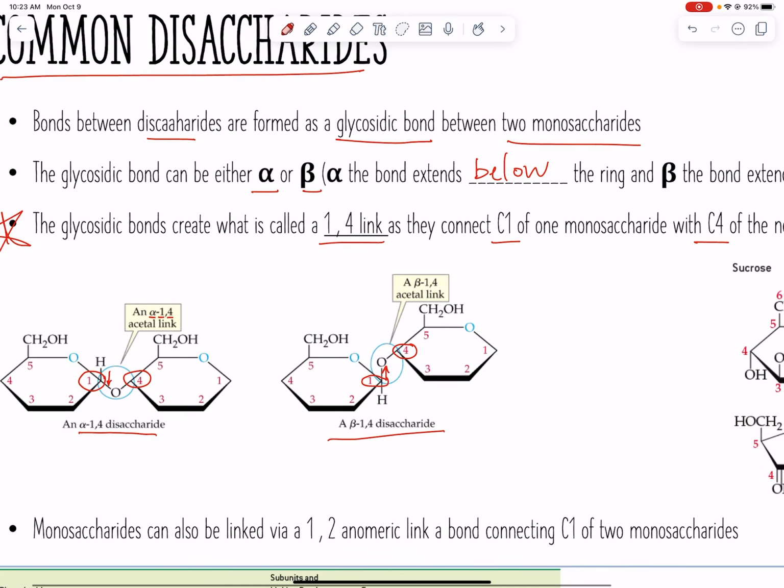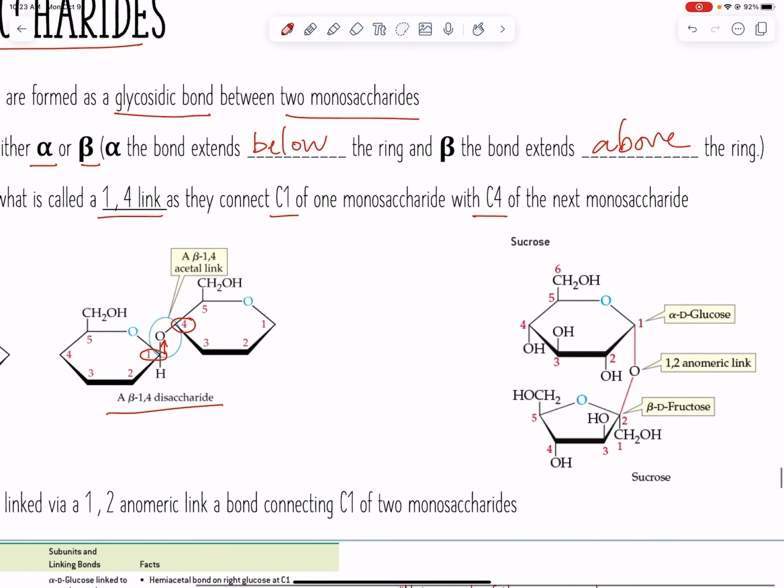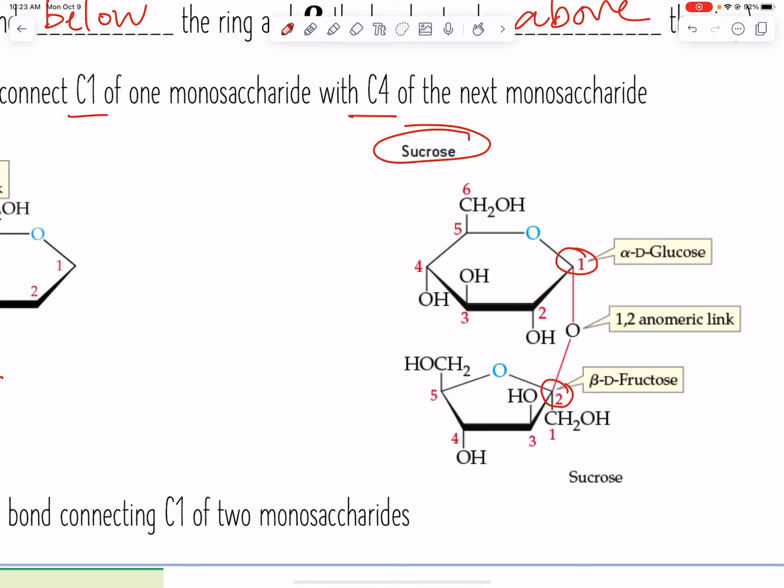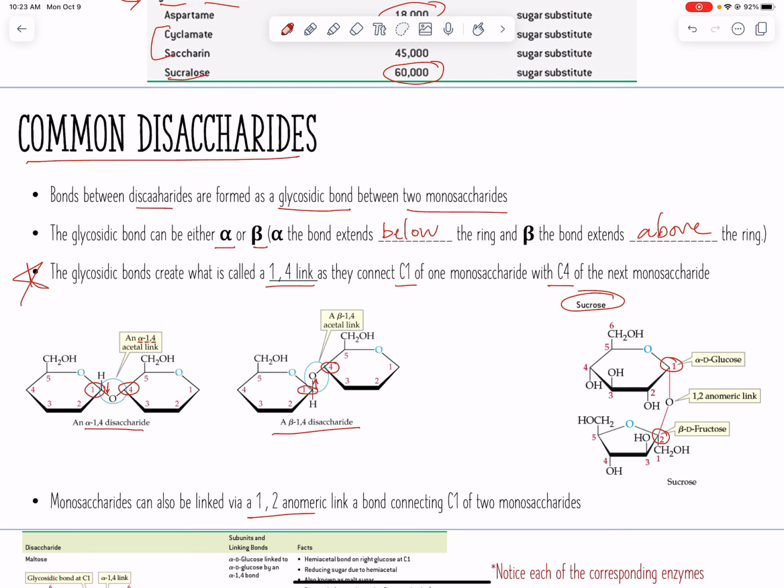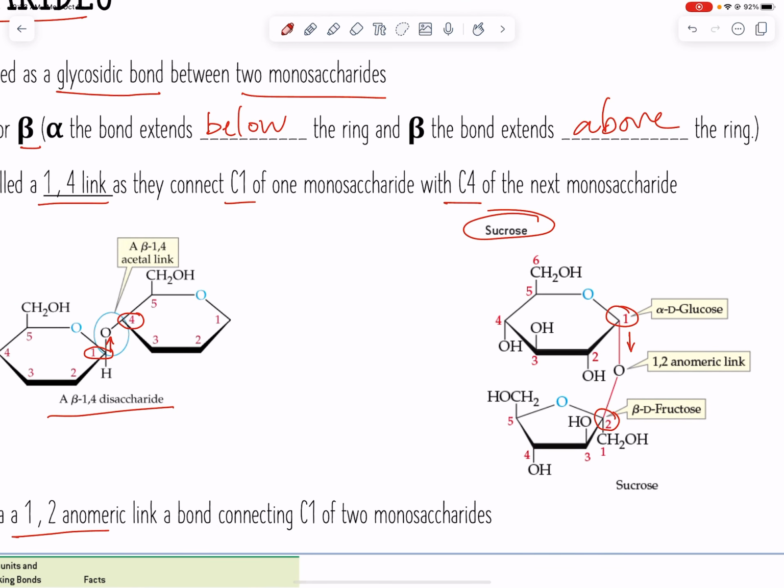All right, and I'm going to show you the one I was alluding to earlier. This is actually the bond we see in sucrose, the most common disaccharide. The way it links monosaccharides together is way different than what we just saw. It links carbon 1 of the first monosaccharide with carbon 2 of the second monosaccharide. How you would write that then, and this is definitely oriented downwards, so it would be an alpha 1,2 glycosidic bond.